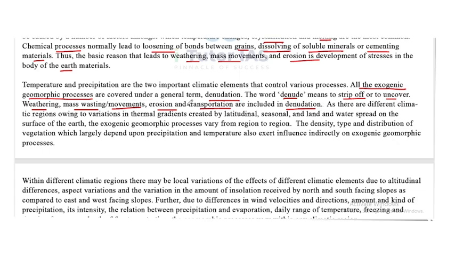As there are different climatic regions owing to variations in thermal gradients created by latitudinal, seasonal and land and water spread on the surface of the earth, the exogenic geomorphic processes vary from region to region.